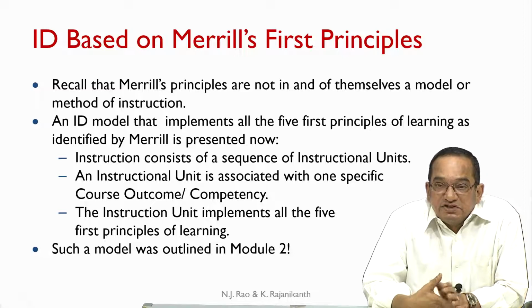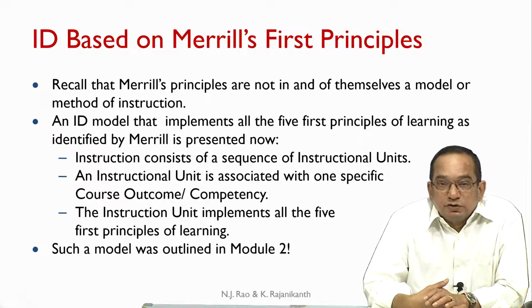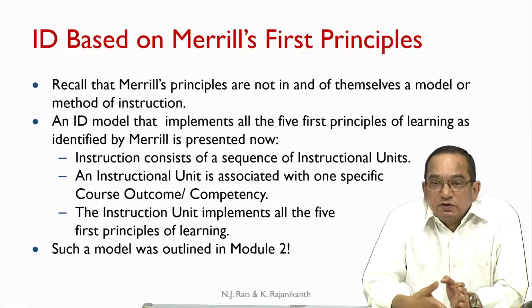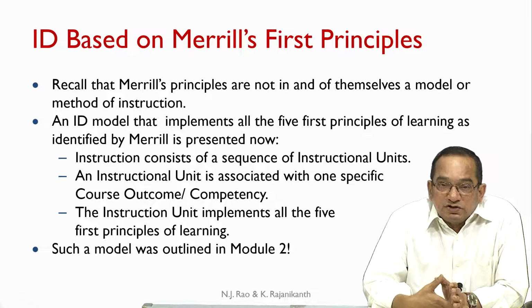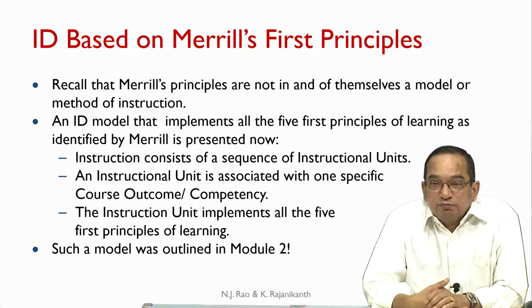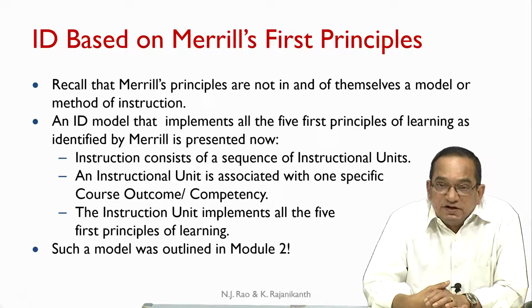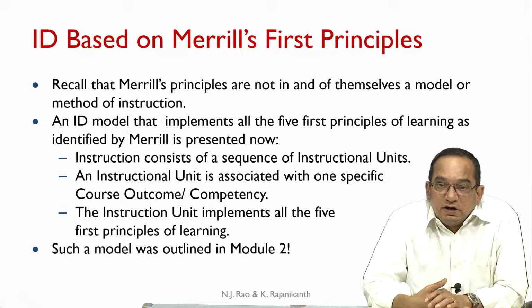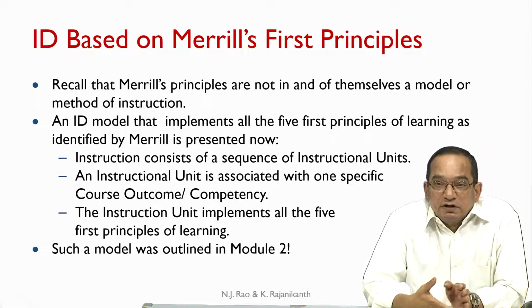Depending upon the nature and complexity of the course outcome, one instructional unit may be associated with one outcome, or when the CO is expanded into a set of competencies, one instructional unit may be associated with one competency. Both are possible. It is up to the instructor how the instruction is really designed. As we saw in an earlier unit on the ADDIE model, there is considerable choice. There are considerable opportunities for the instructor to exercise her discretion, her knowledge of the content, to decide on how the instructional units should be organized.